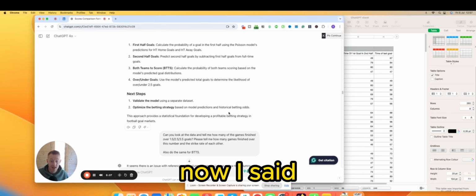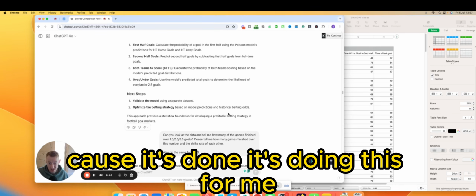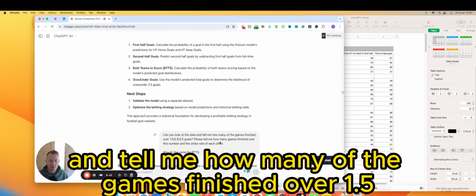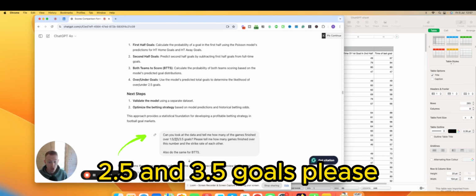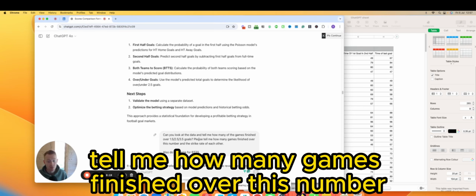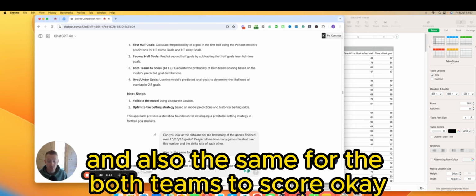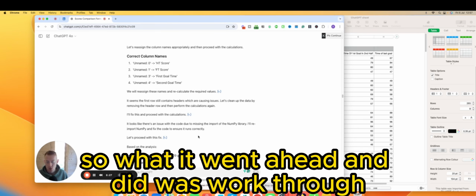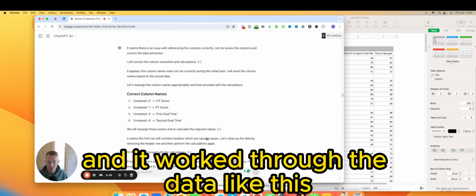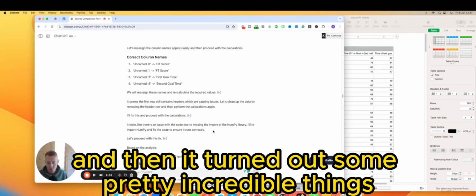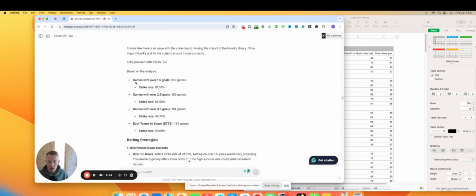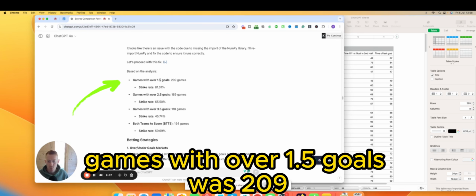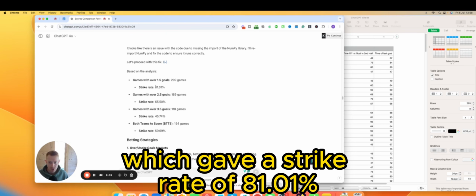Okay, now I said, because it's doing this for me, can you look at the data and tell me how many of the games finished over 1.5, 2.5, and 3.5 goals, please? Please tell me how many games finished over this number and the strike rate for that, and also the same for both teams to score. Okay, so what it went ahead and did was work through, it corrected the column names and it worked through the data like this. And then it churned out some pretty incredible things for me. Games with over 1.5 goals was 209, which gave a strike rate of 81.01%.